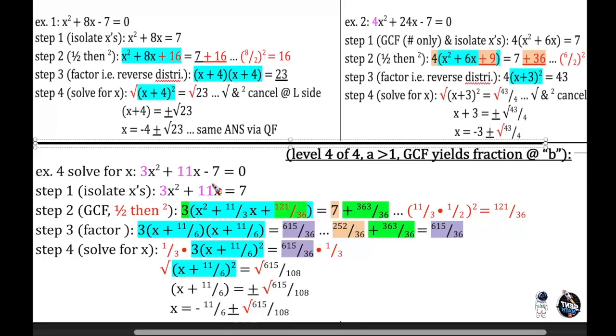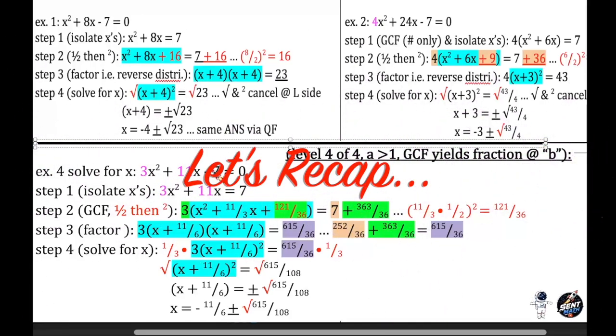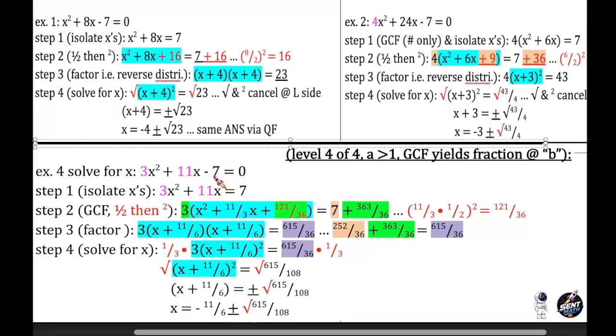Let's do a recap. We look at this function over here. First step is, as usual, we're going to isolate the x's by adding 7 to both sides. Once we get here, I'm going to GCF a 3, and then I'm left with x squared plus 11 over 3. If you want to check your answer to GCF, just distribute it, and after distributing this, we indeed get back to here.